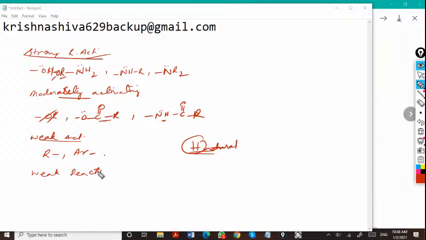Next, weak deactivating groups. They are the halogens: fluorine, chlorine, bromine, iodine. If it is fluorine, it will deactivate more when compared to iodine, because of the electronegativity. Next, moderately deactivating.